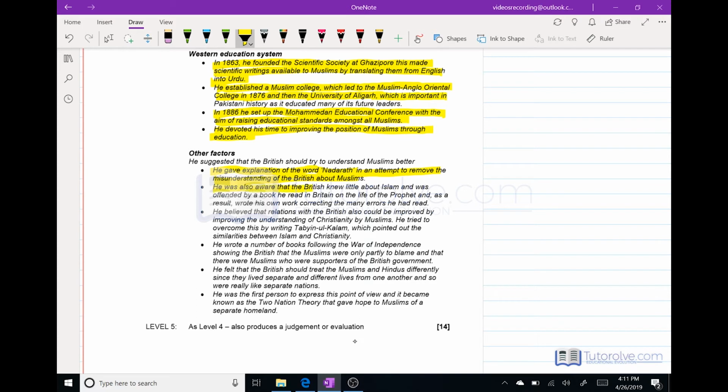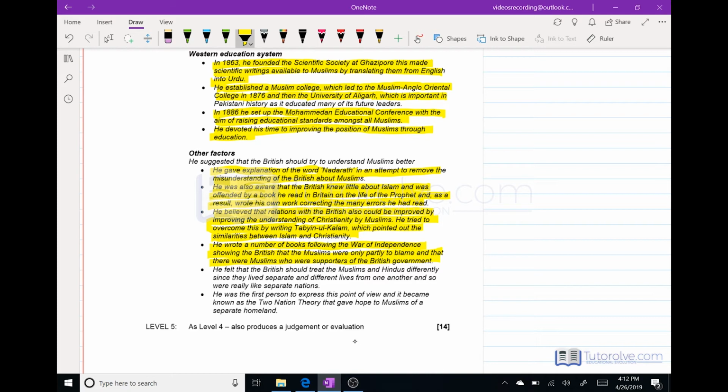He was also aware that the British knew little about Islam and was offended by a book he read in Britain about the Prophet, and as a result wrote his own book correcting the many errors he had read. He believed that relations with the British could also be improved by improving the understanding of Christianity by Muslims. He wrote Tayyibun Kalam, which pointed out the similarities between Islam and Christianity. He wrote a number of books following the War of Independence, showing the British that the Muslims were only partly to blame and that there were Muslims who were supporters of the British government.